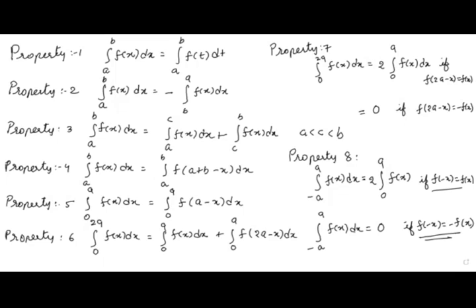This is the definition of odd and even functions. So if your function is even, that is f of minus x is f of x, then you can take this integration minus a to a f of x dx as 2 times 0 to a f of x dx. And if your function is odd, then the integration of this will be 0.